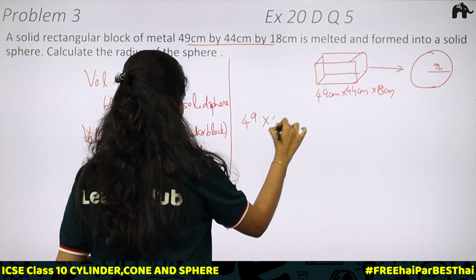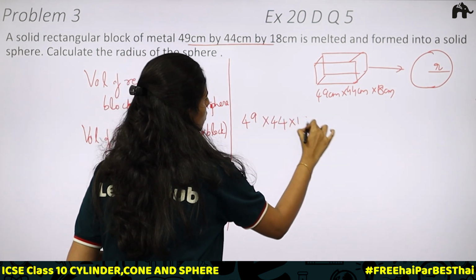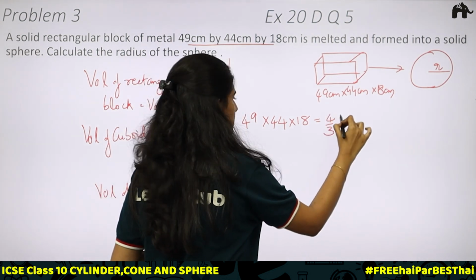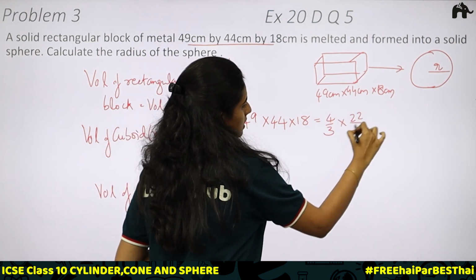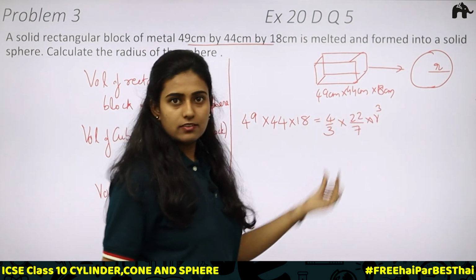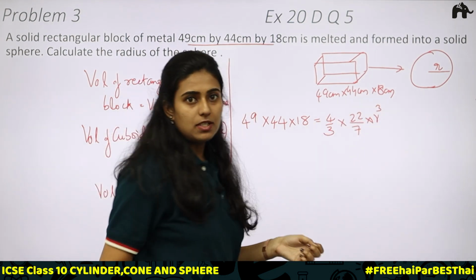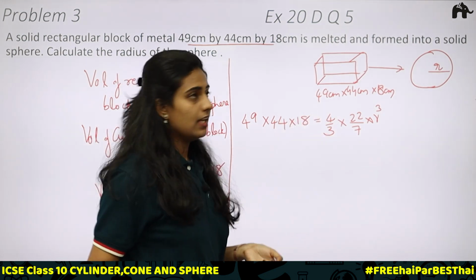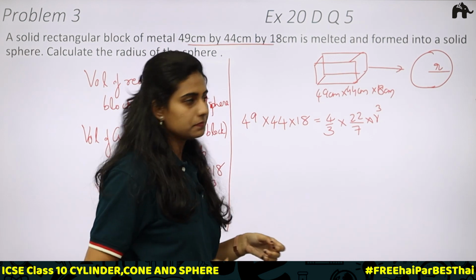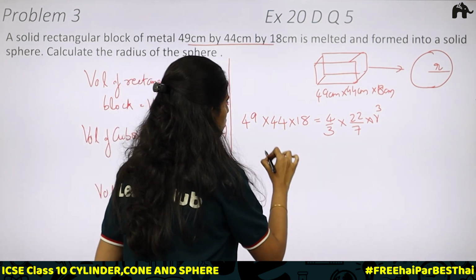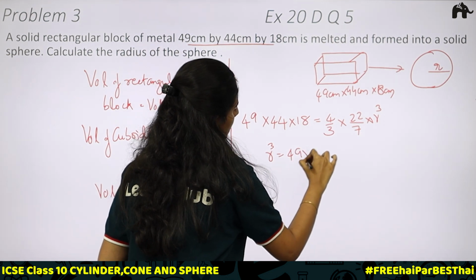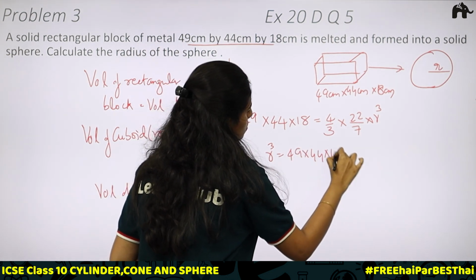49 into 44 into 18 is equal to 4 by 3 pi, 22 divided by 7, into r cube. Here you have to give the value 22 by 7 because there is nothing to cancel. To find the volume of cuboid, you don't need pi there. What is r cube? R cube will be equal to 49 into 44 into 18.